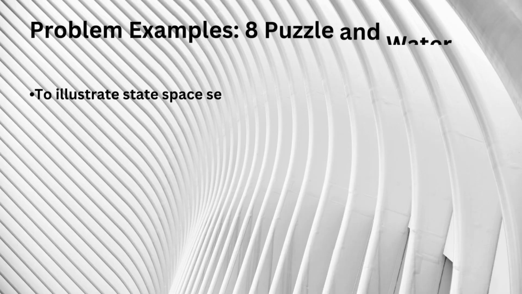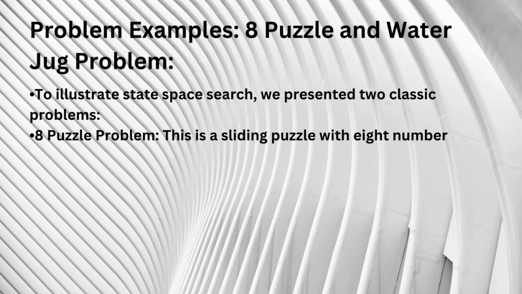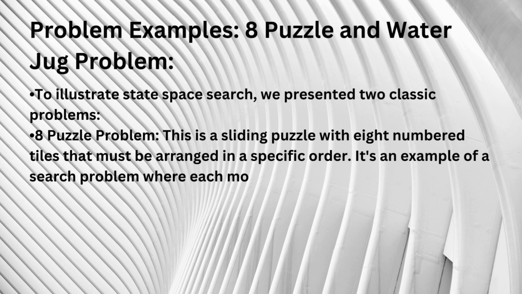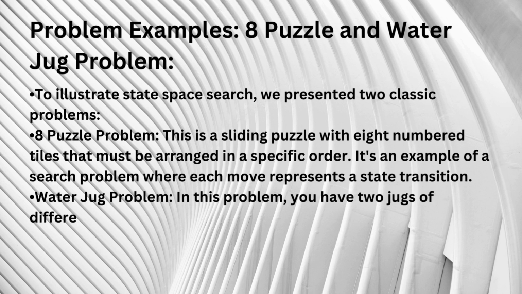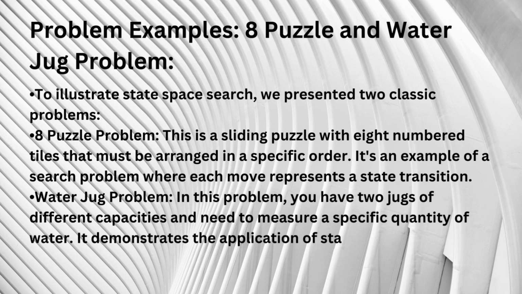Problem examples: 8 puzzle and water jug problem. To illustrate state space search, we presented two classical problems. 8 puzzle problem. This is a sliding puzzle with 8 numbered tiles that must be arranged in a specific order. It is an example of a search problem where each move represents a state transition. Water jug problem. In this problem, you have two jugs of different capacities and need to measure a specific quantity of water. It demonstrates the application of state space search to a real world scenario.